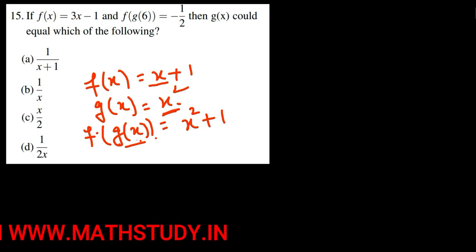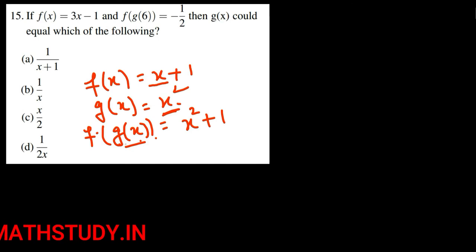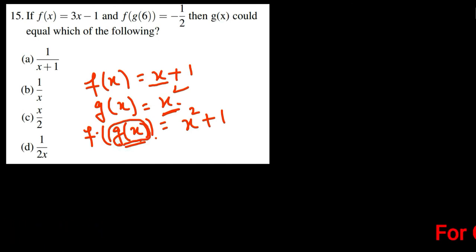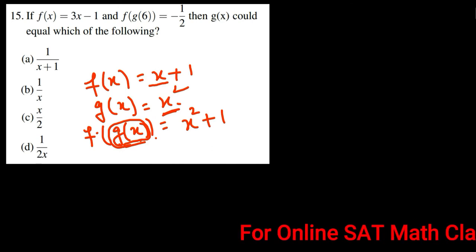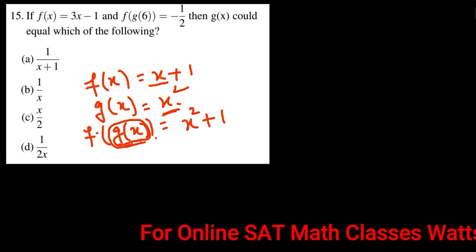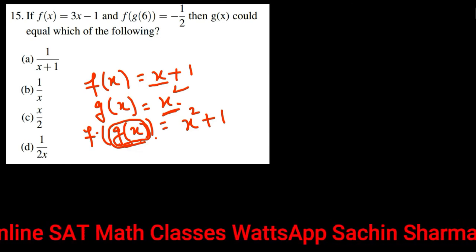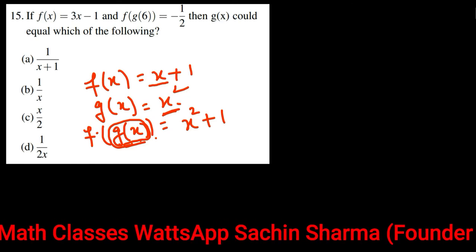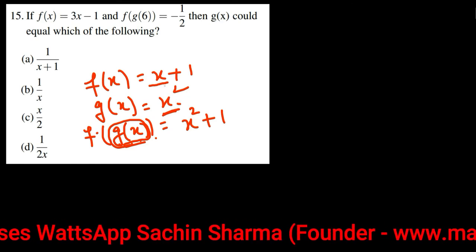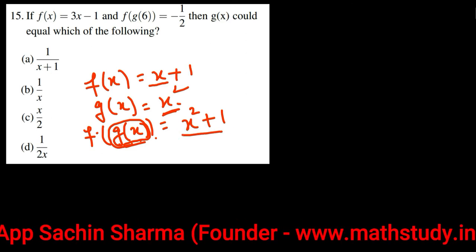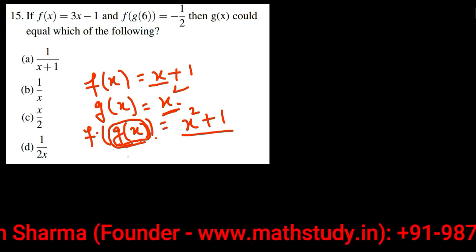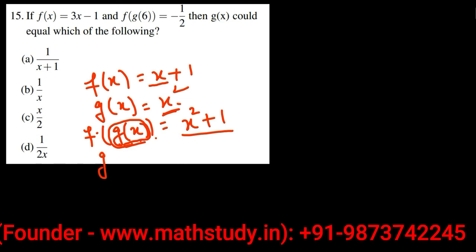So whenever you face such types of problems, what you have to do is just input the value of the function which is inside the bracket. That means here g of x is there, so just input g of x in place of x in the f of x function, right? So here we have put the value of g of x, which is x square, in f of x, right? So that's why we got our answer x square plus 1.